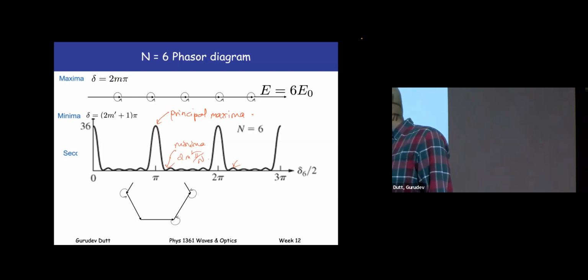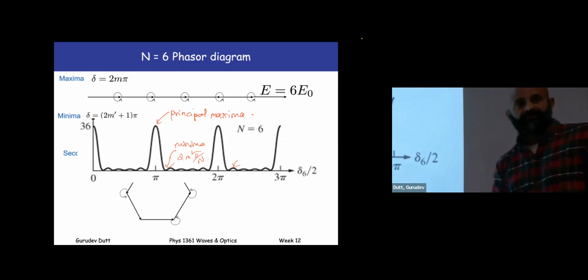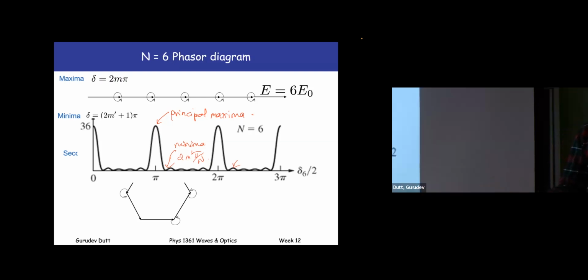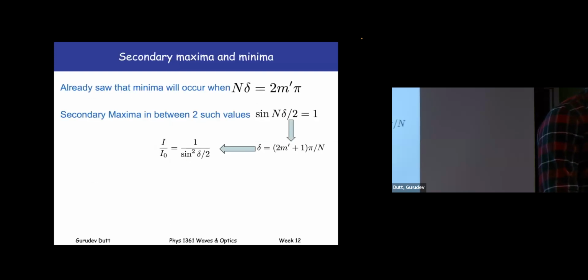And then in between those, we're going to have the maximum. So we get 1, 2, 3, 4 secondary maxima. And those will be even smaller than the principal maximum, as we just saw.